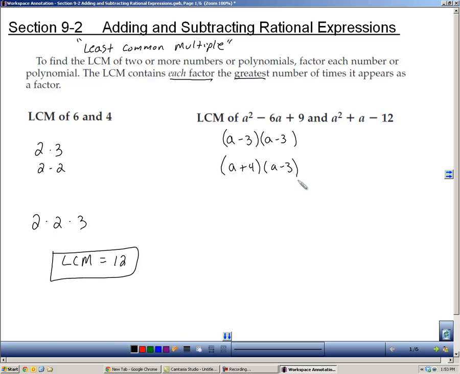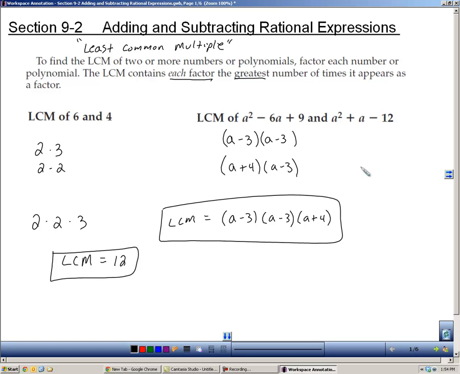Now I'm going to take each factor the maximum number of times that it appears in each one of these rows. So it looks like I'm going to take a minus 3 twice, because the top one has 2 of them, and then the bottom has an a plus 4. So this is the least common multiple of these two polynomials.